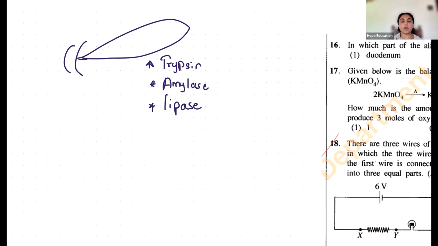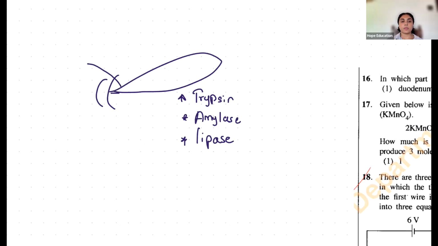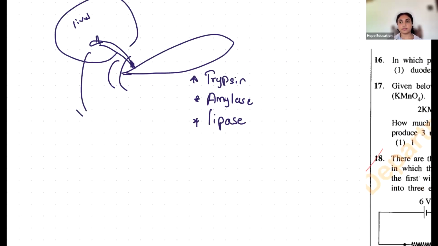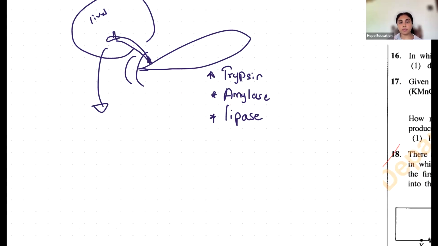Along with that, now the gall bladder comes here. Gall bladder, my handwriting is very bad. Not handwriting, my drawings are bad, but anyhow, the gall bladder is on the liver. So this is the liver, this is the gall bladder. What does the gall bladder secrete and add to the duodenum? What does the gall bladder add to the duodenum? Bile. What does bile do?